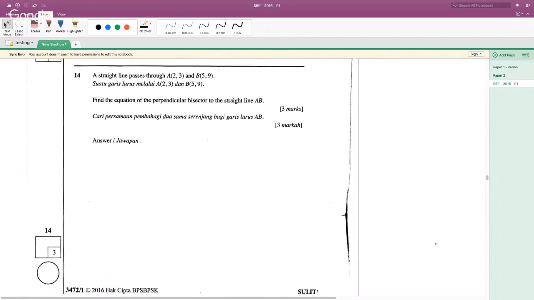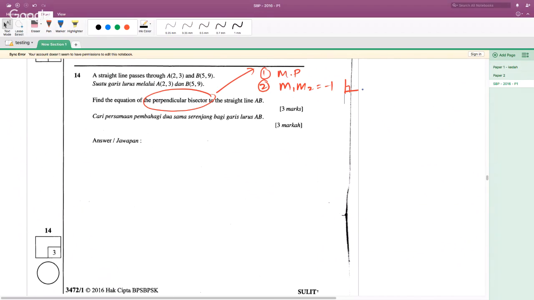Okay, for question number 14, a straight line passes through AB. So find the equation of the perpendicular bisector of AB. Whenever you see perpendicular bisector, I have said many times you need two pieces of information. First, you will need the midpoint. Second, you will need the perpendicular gradient, meaning m1 m2 equals -1. This is just to help you find the perpendicular gradient.